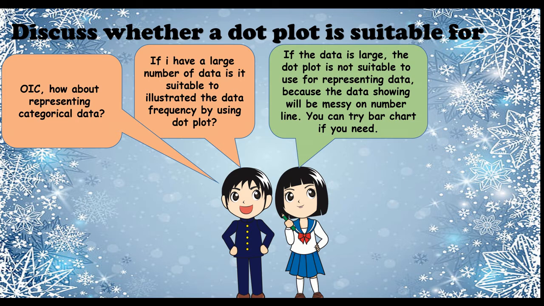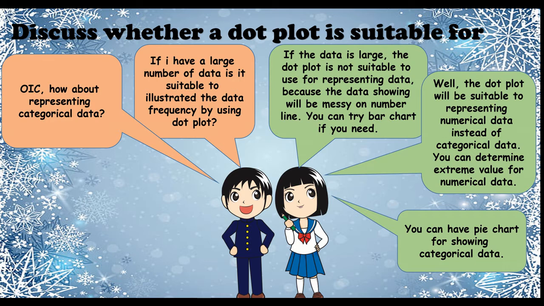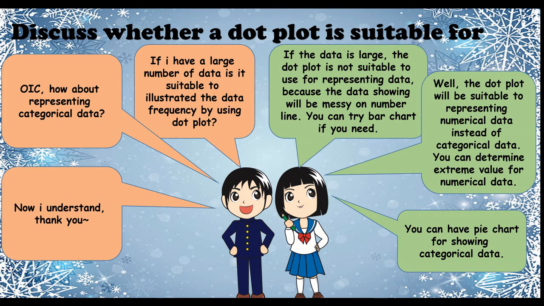Okay, I see. How about if I represent categorical data? The dot plot is suitable for representing numerical data instead of categorical data. You can determine the extreme number of the numerical data, or you can use a pie chart to show your categorical data. Okay, now I understand. Thank you. So girls, do you understand here?